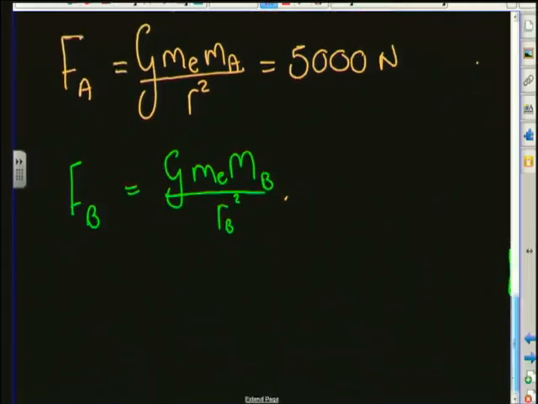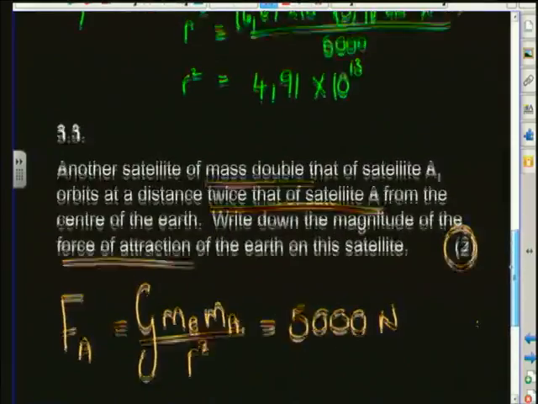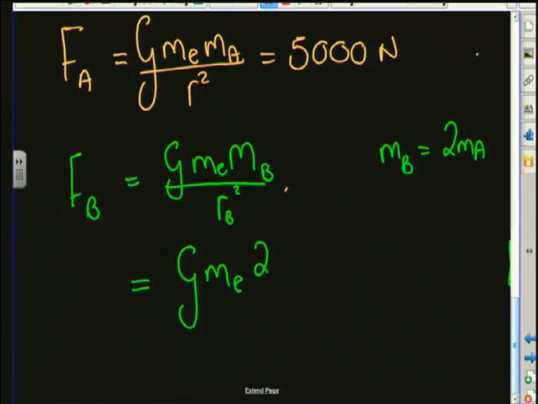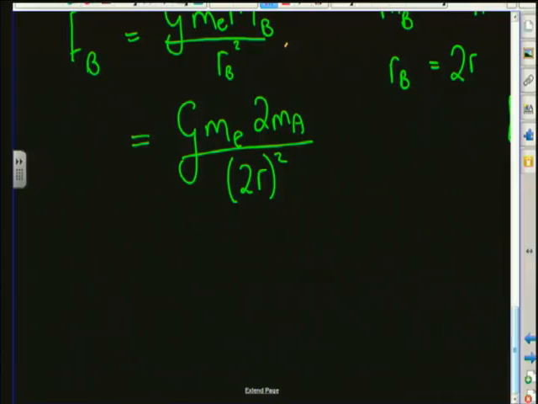Now, what I know from the question is that it has twice the mass of A and twice the distance. So instead of MB, because they said it's twice the mass of A, I'm going to put twice the mass of A in there. They told me that RB is twice the original radius, so that's twice, squared. Be careful, grade 12s. What happens at this junction is you forget that the whole of the distance is squared, and you put the 2, but you don't square it. You'll get yourself into trouble.